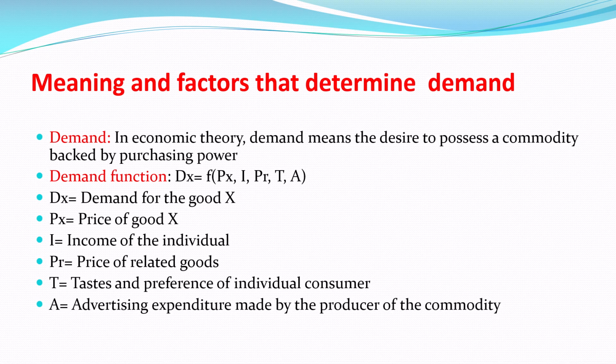For example, if a poor person has a desire to purchase a car, but he is not able to purchase a car because of his financial status, in this case, the desire to purchase a car is not considered as demand. So, finally, demand means the willingness and ability to purchase a commodity.